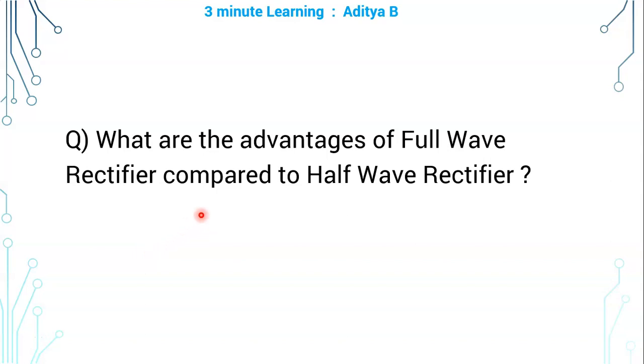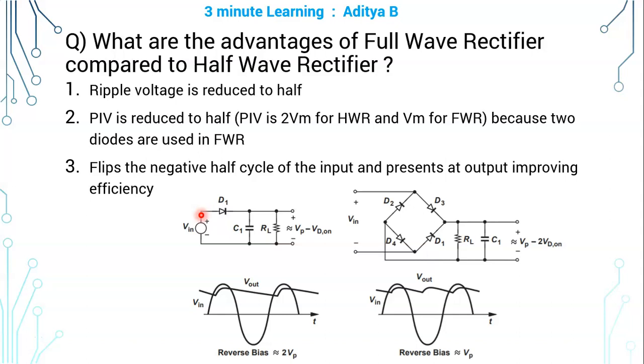What are the advantages of full wave rectifier compared to half wave rectifier? First advantage is ripple voltage is halved. Earlier the peak to peak ripple variation was large in half wave rectifier, and the peak to peak ripple voltage variation is nearly halved in full wave rectifier.